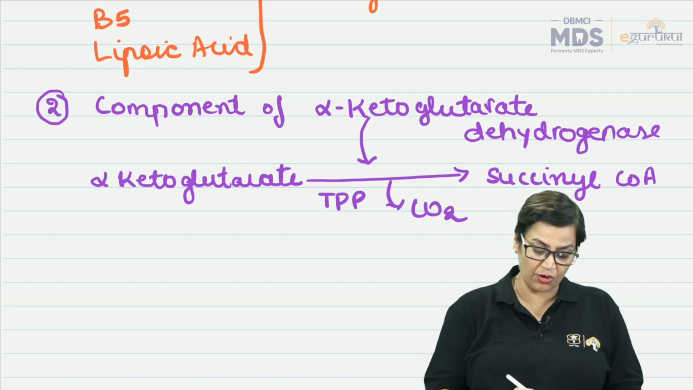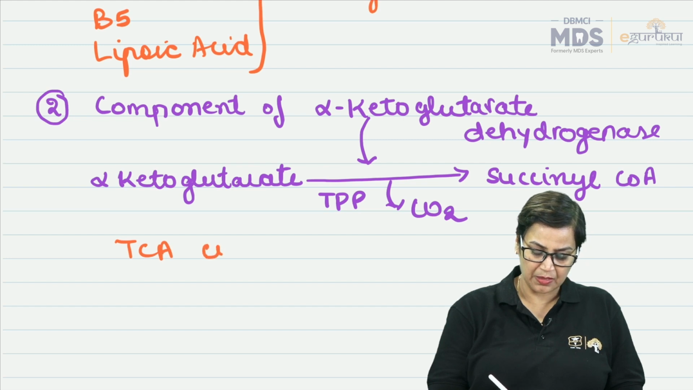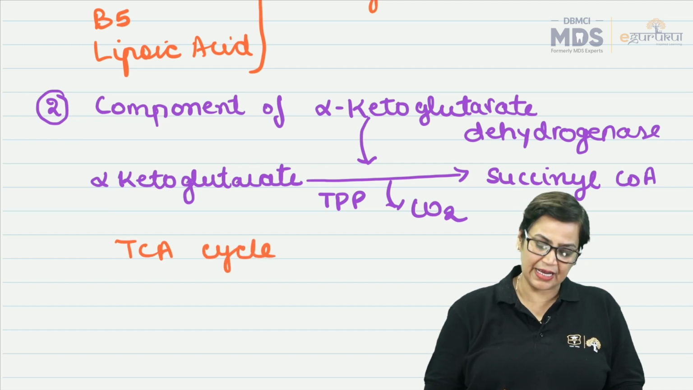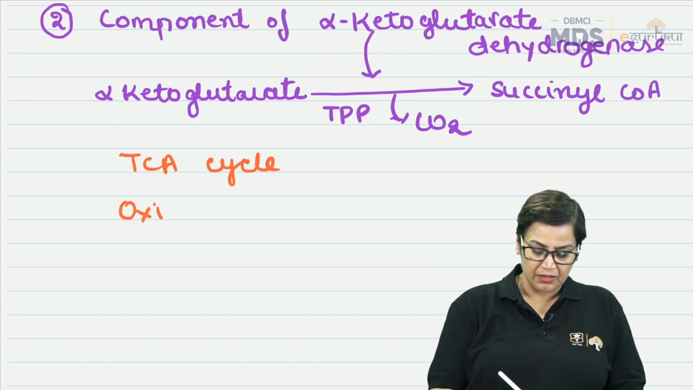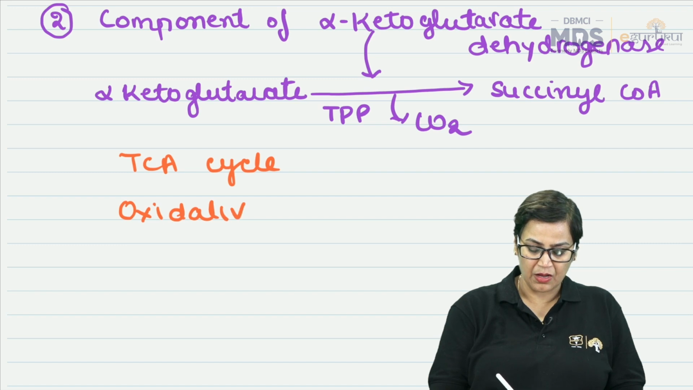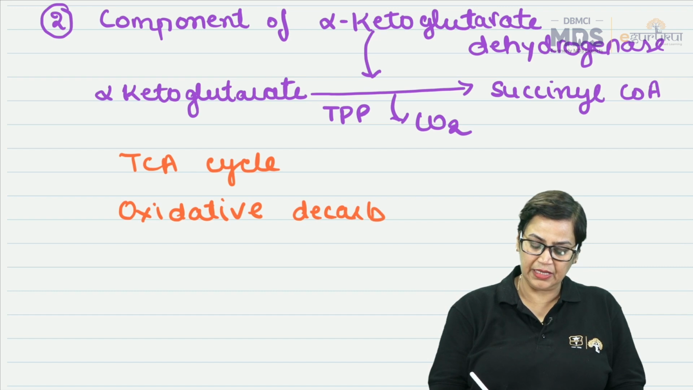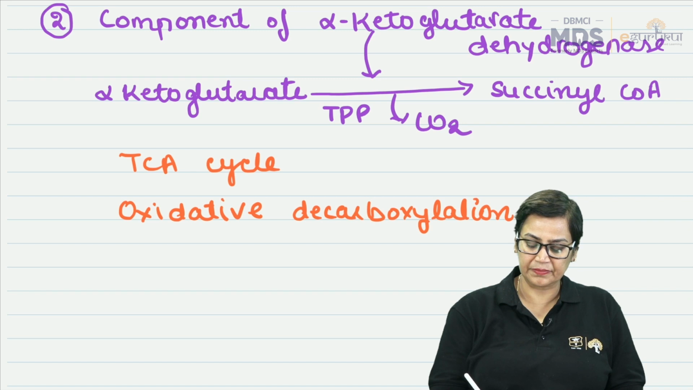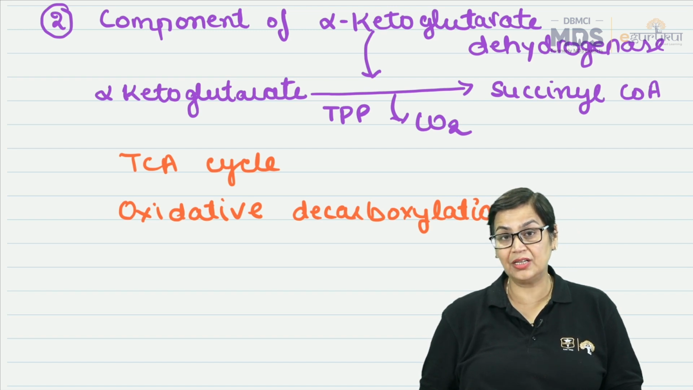Since this reaction is of the TCA cycle, and since carbon dioxide is given out, it is also known as oxidative decarboxylation. So this is the second important reaction in which TPP is acting as a coenzyme.